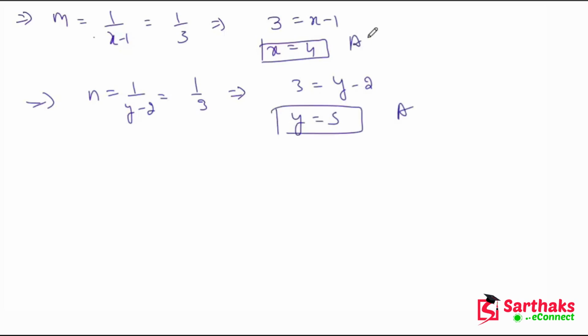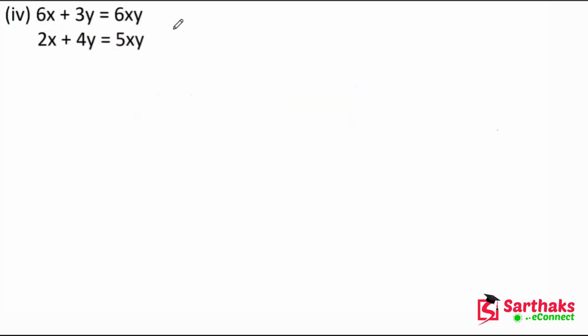So friends, I hope you get this point. So now let's move on. Now the next question is 6x plus 3y is equal to 6xy, and 2x plus 4y is equal to 5xy. So here we have 6x plus 3y is equal to 6xy.